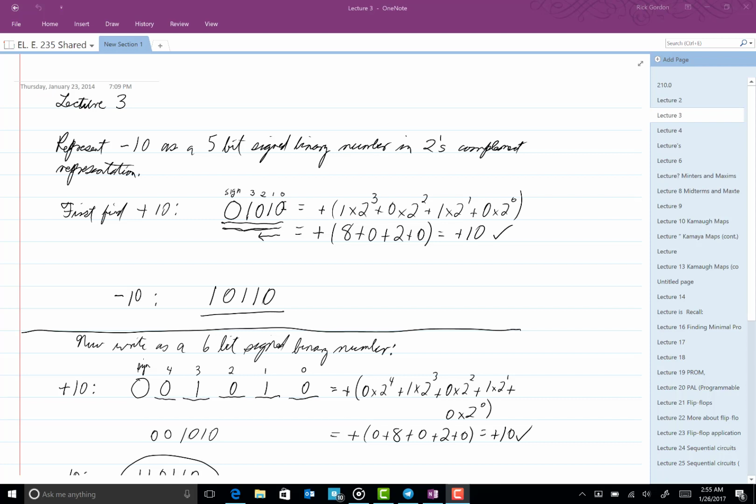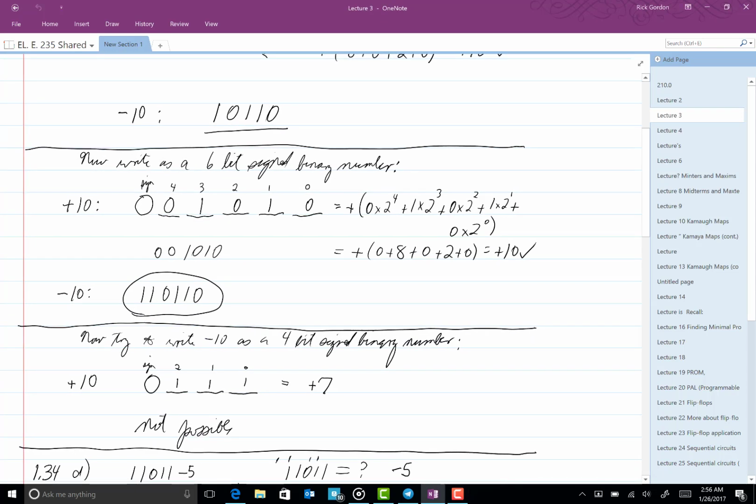So in other words, these first two, or the two most right numbers, will be 0 and 1, but then we want to invert everything after that, so we'll have 1, 0, and 1. And sure enough, you see 1, 0, 1, 1, 0 here. That will be negative 10, written as a 5-bit signed binary number in 2's complement representation. So that's how we do that.